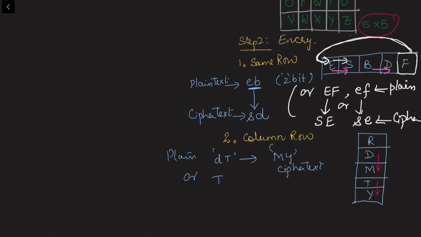Suppose that we got TY. In this case, T will shift to Y, but Y is the last one. So Y will come back to R. This means T is going to Y and Y is going to R. So again we follow the rotation. This is called the cipher text. So that means in the row we shift to the right side, and in the column we shift downwards, bottom-wise.